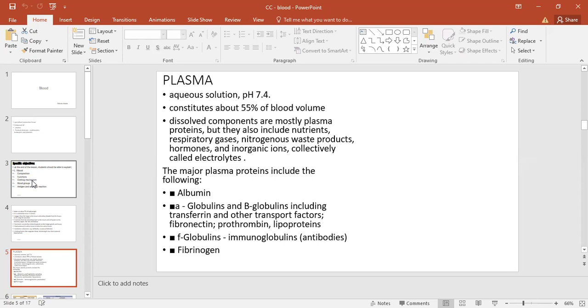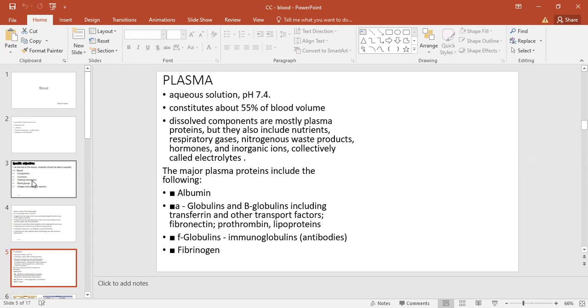The major plasma proteins include albumin. I think we know the function of albumin: it controls the oncotic and osmotic pressures, which means it controls how much fluid goes into the intravascular spaces and how much fluid goes out to the extravascular spaces. So it's a very, very important protein. If you don't have this protein, you'll find yourself having edema, because there will be no control of which fluid should stay in the blood vessels, and the fluid will be moving from the intravascular spaces to the extravascular spaces. There is no control of osmotic pressure.